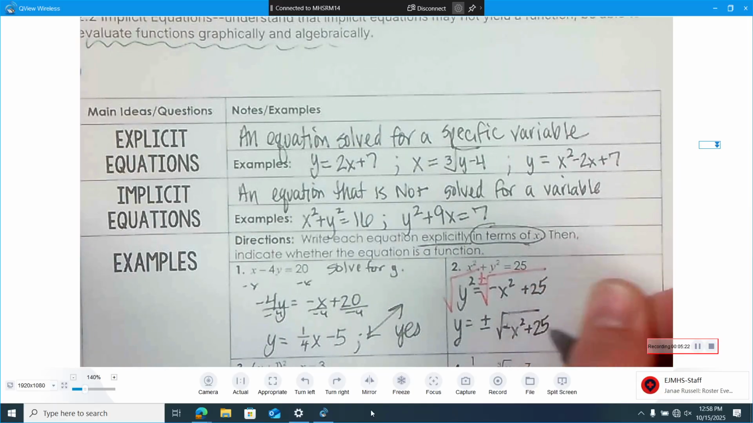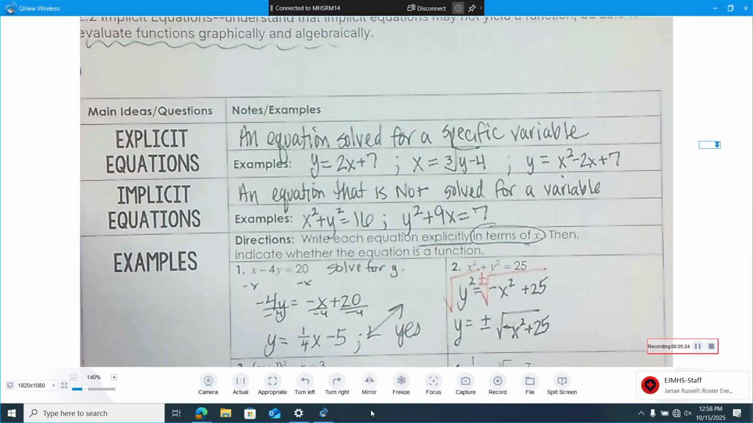Now, here's the question. y is by itself. It's an explicit equation. Is it a function? Because there's a plus and minus. So here's what happens. Let's say that I plug in, let's say that I plug in a 4, all right?